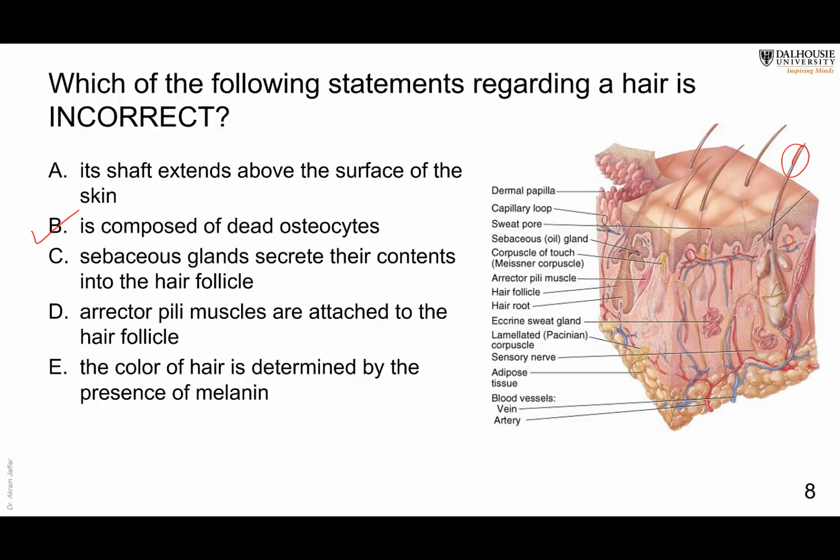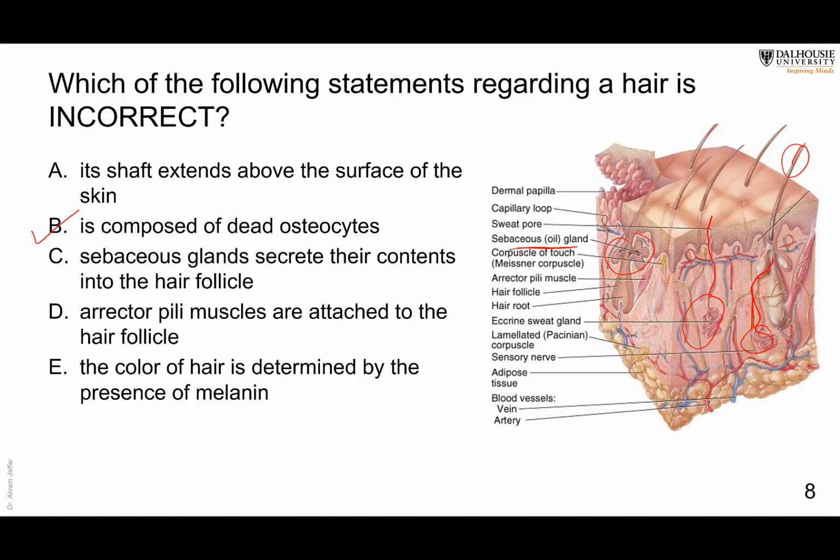Sebaceous glands secrete their contents into the hair follicle. And this is correct. Sebaceous or oil glands secrete their content into the hair follicle. Most of the sweat glands secrete directly onto the surface of the skin, but there are some sweat glands that also secrete into the hair follicle, and these are the apocrine sweat glands.